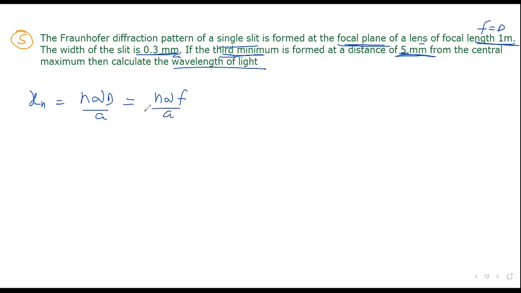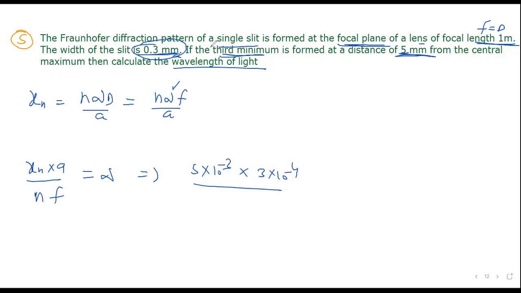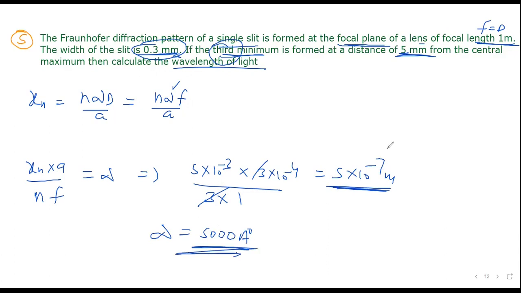We have to calculate the wavelength; all values are given. So rearrange this formula: xn into a by n into f. That's your wavelength. So what is the answer? The distance is given as 5 mm, so 5 into 10 power minus 3. a is given as 0.3 mm, so you can write 3 into 10 power minus 4, divided by n. And since it is the third minima, it becomes 3. And the focal length is given as 1 meter. So this gets cancelled here. We get 5 into 10 power minus 7 meter. Or the wavelength you can also write as 5000 angstrom. 5 into 10 power minus 7 meter you can write as 5000 angstrom.